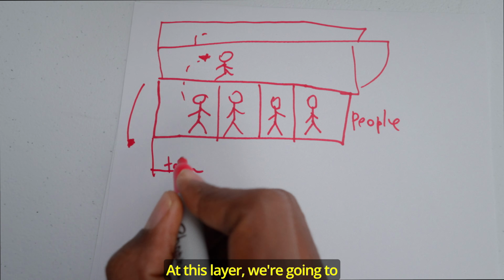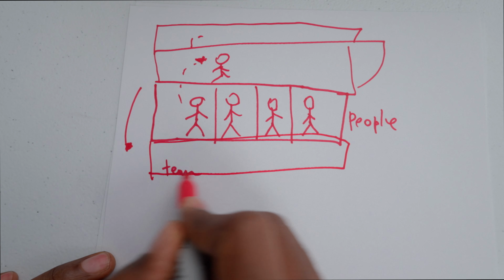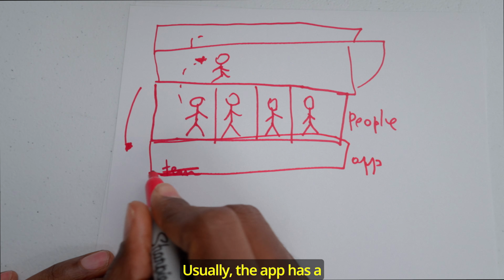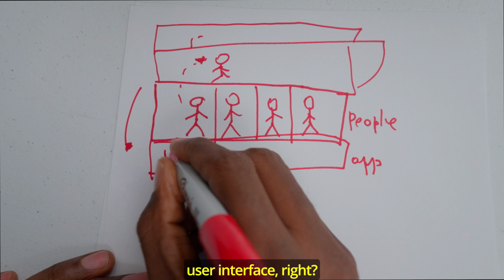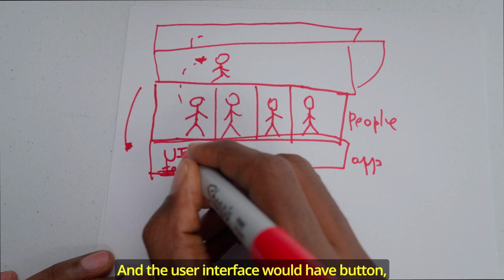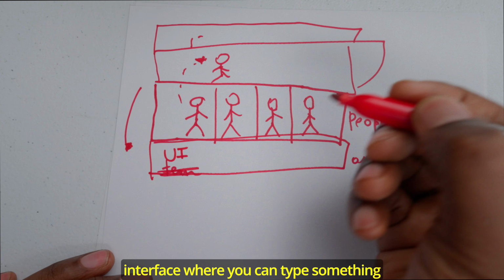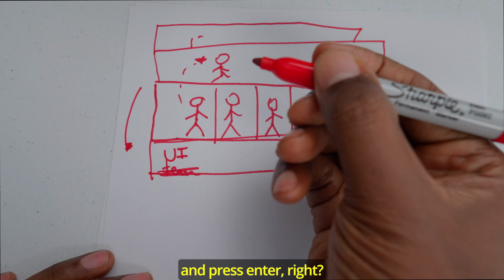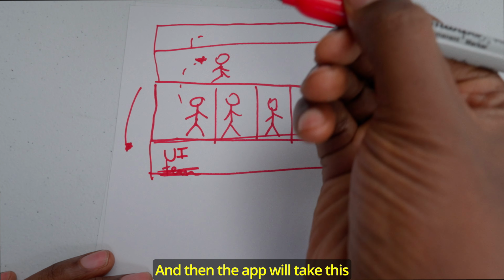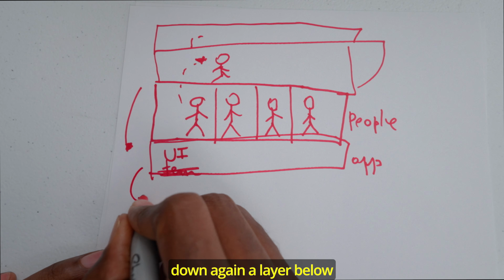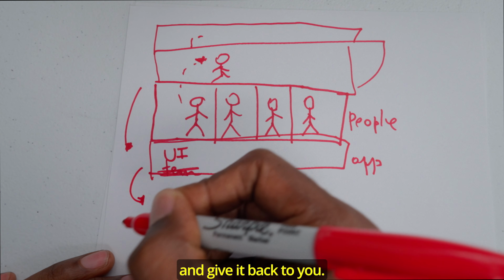At this layer, you're going to have the application, right? So you're going to have the app. Usually the app has a user interface, right? And the user interface would have buttons, or sometimes it's a command line interface where you can type something and press enter, right? And then the app would take this information and go down again a layer below and get that information and give it back to you.